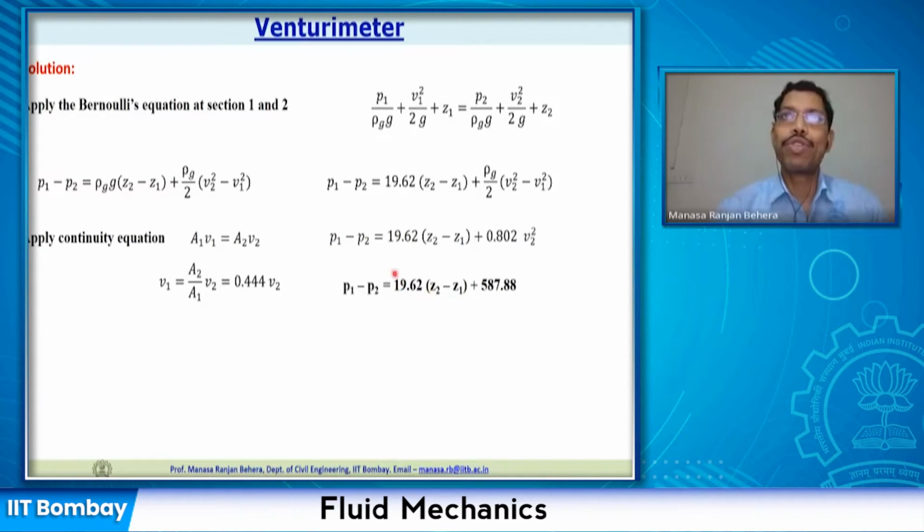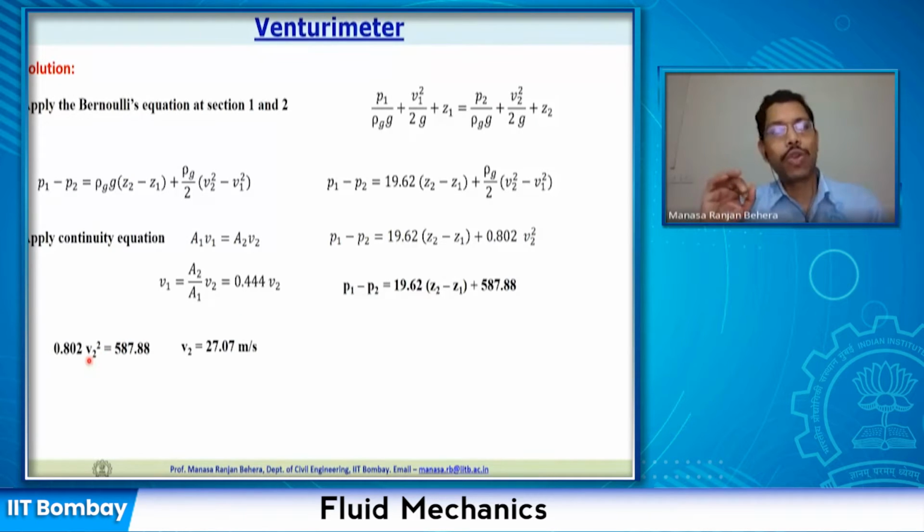So this itself shows you that the difference in the elevation of the datum head, or the inclination of the venturimeter, really doesn't matter. It really gets cancelled out and it is implicitly considered within that. So we are taking this equal to this. By doing that, you can find out that the velocity V2 is going to be 27.07 meters per second. Once you have V2, then you can find out the discharge.